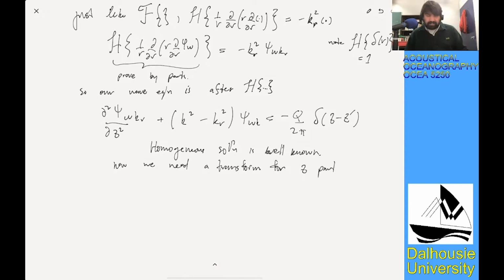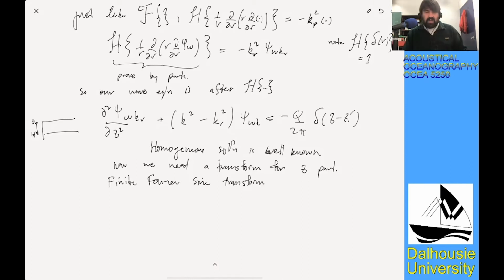Now we need to transform for the z part. I'm sure you're looking at this and thinking right away, hey, that's the same as the t part. It's just a regular d by d something squared. But the difference is that in time, our limits went from 0 to infinity, and in z, they do not. We have a waveguide that goes from 0 to h. So we need a transform over a finite domain. So we want to use a finite Fourier sine transform.